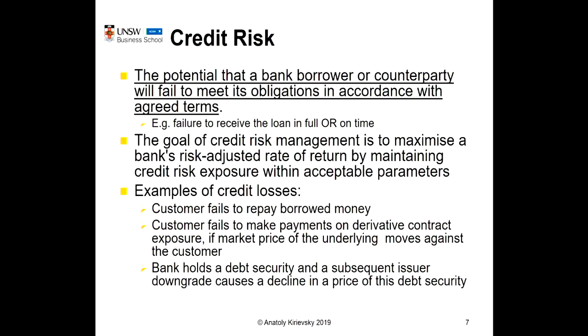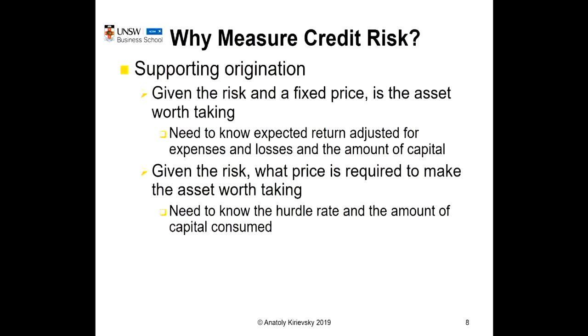That means trying to maximize your risk-adjusted returns, but from a pure risk management perspective, you need to understand the risk, and then you need to mitigate and manage that risk. Right? So you want to get the best return you can. If you are going to take the risk, you want the best possible risk-adjusted return for taking on that risk. So examples of credit losses: failure to repay, failure to make a payment on a derivative contract, or if you take a security and then the issuer of the security gets downgraded. Right? So you also have some exposure through that. All right.